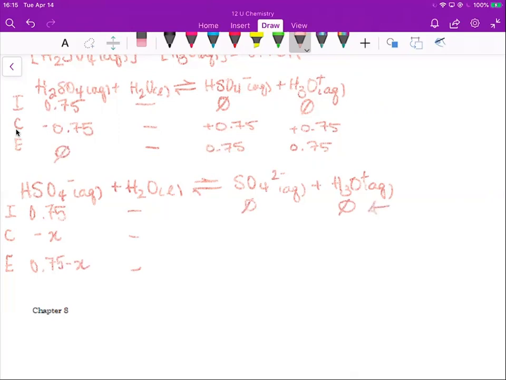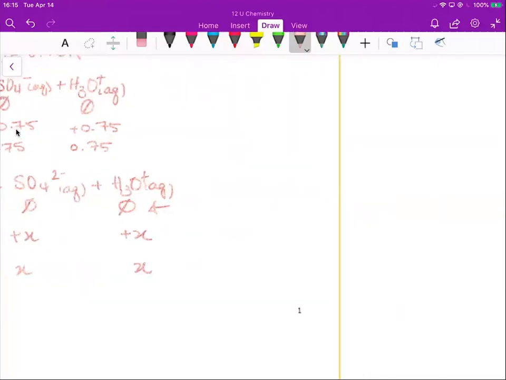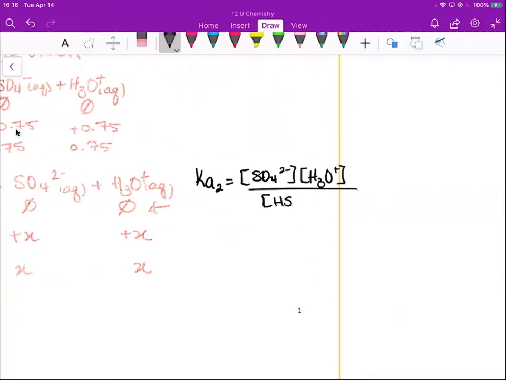And okay, we're not going to worry about the fact that there is hydronium in the solution. We're going to simplify it. So we're left with plus x. Okay, so that's our information that we have there. Let's switch up the color. So now we have Ka2 is equal to the concentration of sulfate, concentration of hydronium, over the concentration of the hydrogen sulfate ion.